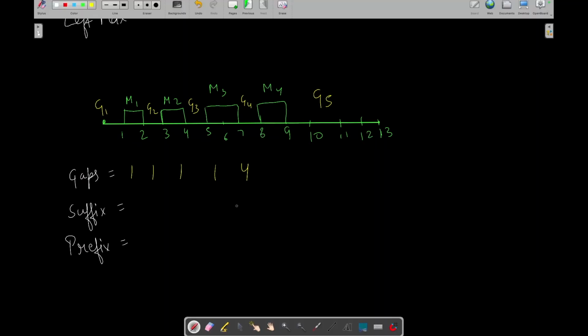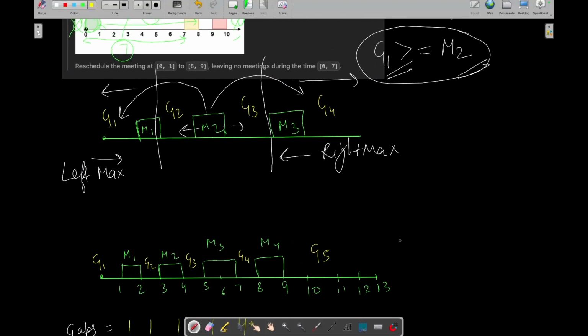So for the last meeting, this one, this is the case of sliding, right? This is the area in which we can slide this meeting. We don't need to cover this place in the pick and place. So there is no right max for the last meeting, because the right max will be calculated after a particular meeting.